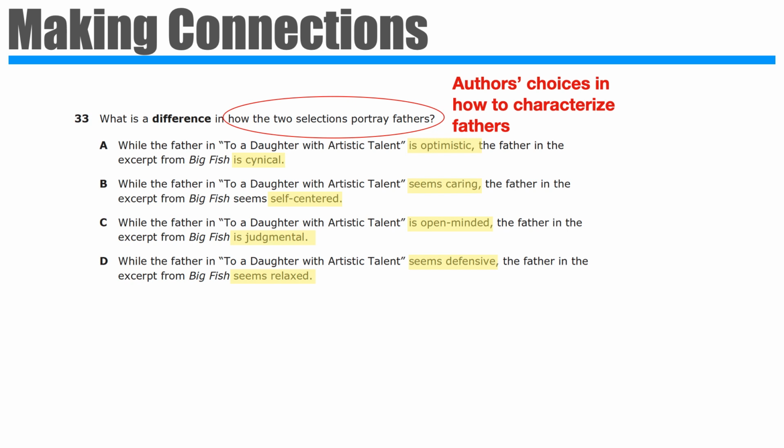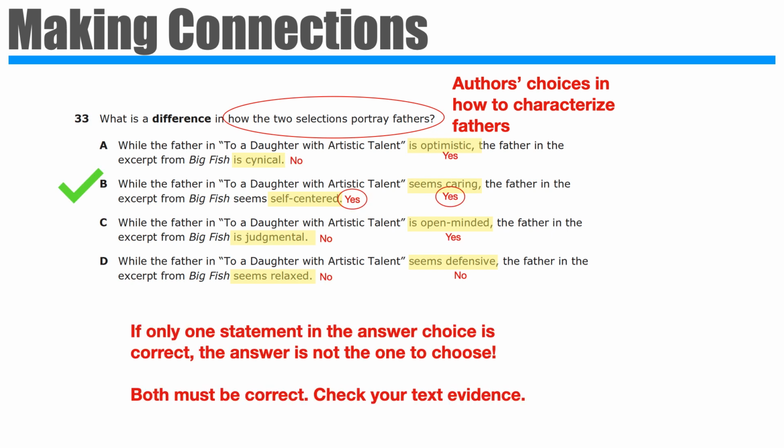To locate the correct answer in this type of question, you'll notice that each of the answer choices give you two different ways the fathers are portrayed. If only one of the statements in the answer choice is true, then that is not the correct answer choice. Both statements have to be true, in this case of how fathers are portrayed, in order for the answer choice to be correct.